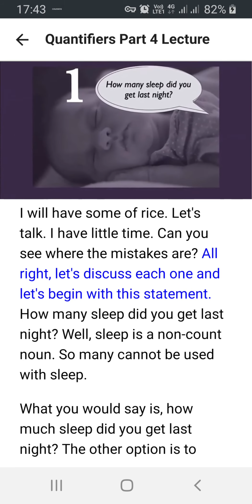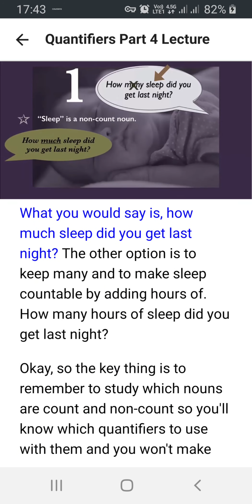And let's begin with this statement. How many sleep did you get last night? Well, sleep is a non-count noun, so many cannot be used with sleep. What you would say is, how much sleep did you get last night? The other option is to keep many and to make sleep countable by adding hours of. How many hours of sleep did you get last night?